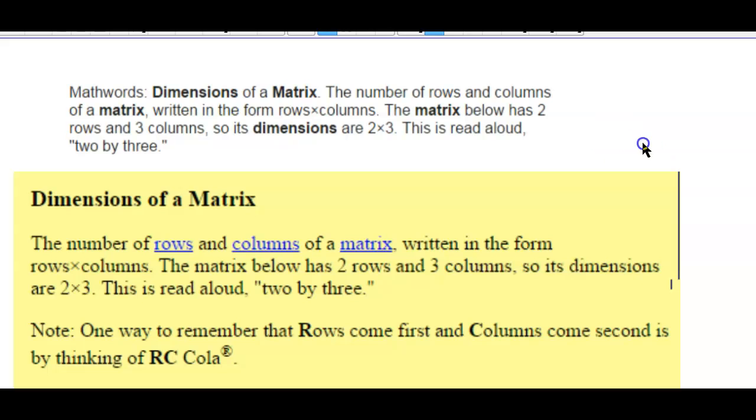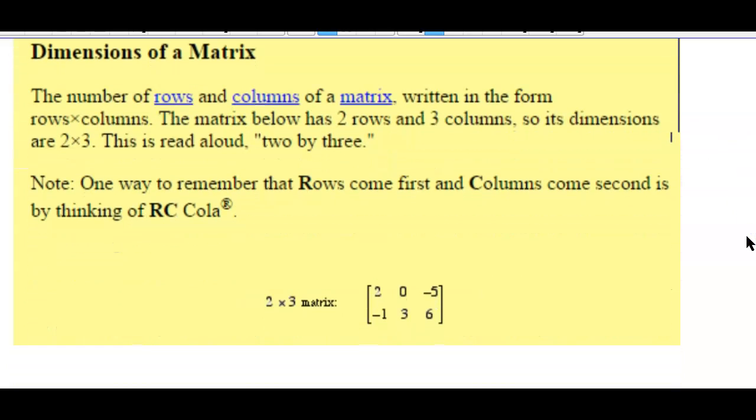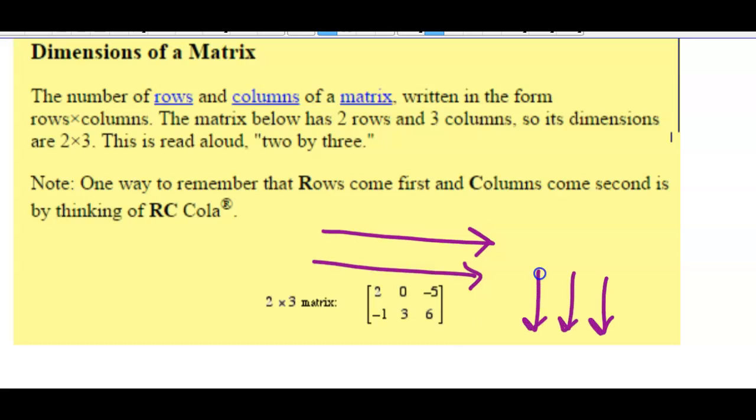Here we go. This is a 2x3 matrix, same as the one we were just talking about. Rows go this way, okay? So you actually count how many there are by counting up and down, but you've got to remember the row is what's going across. And then the columns go this way. So this one has 3 columns.